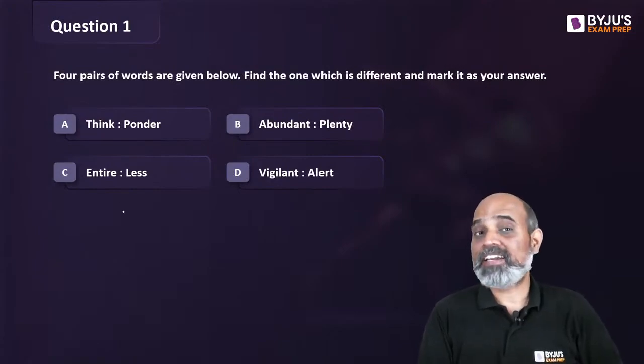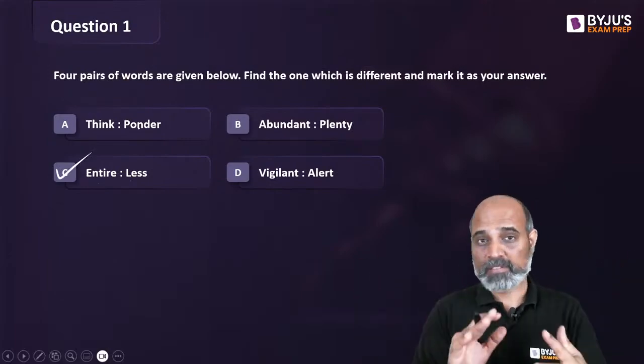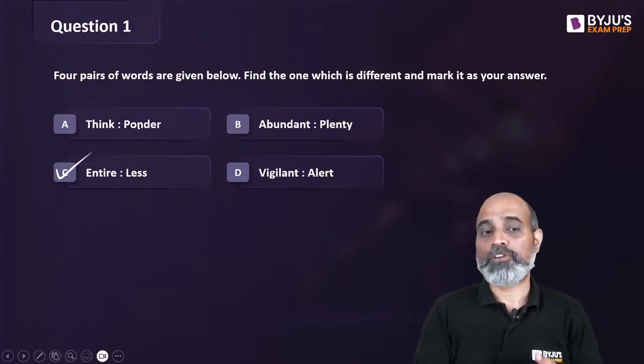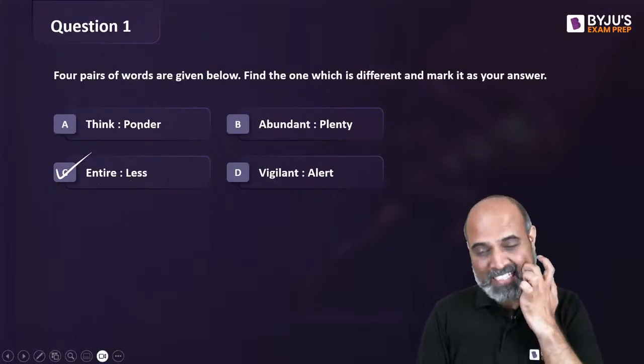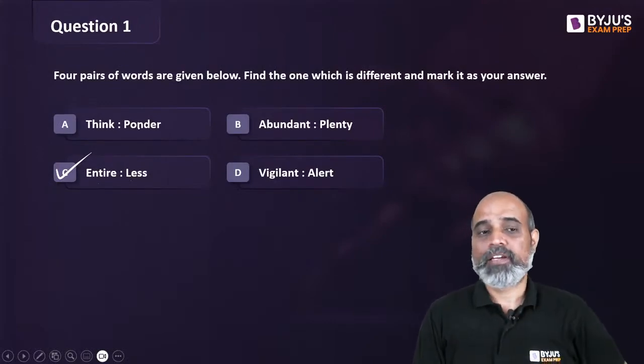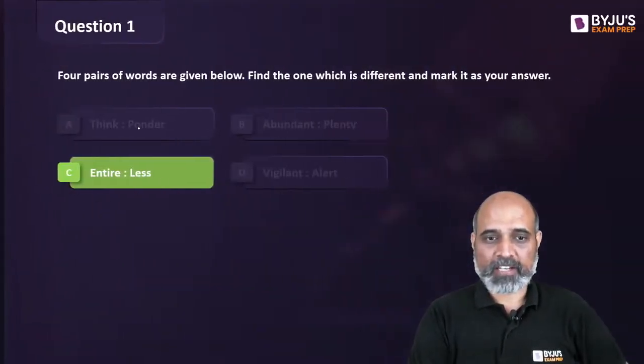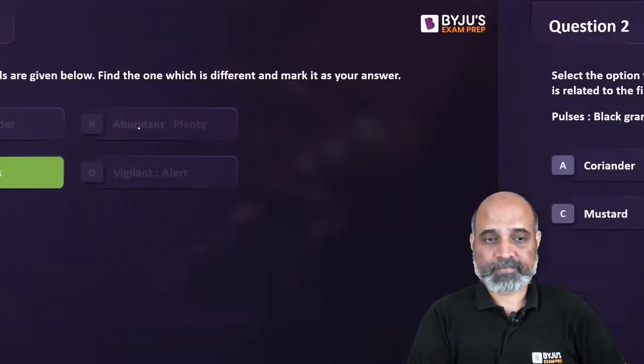While entire and less, they are antonyms, opposite. Entire means all, less means little. So they are not synonyms. Can't exactly say antonym, but they are not synonyms. Okay? It should be C. Let's check. C is the answer.